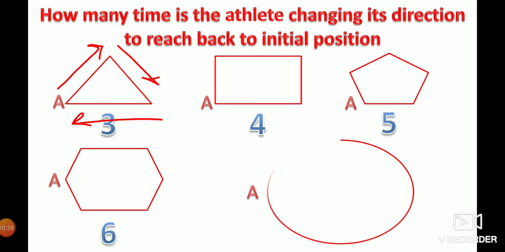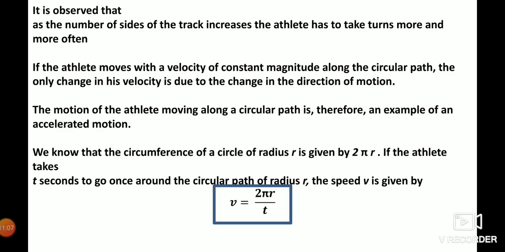Now, what if an object starts from point A and comes back to the initial point A after following this path? How many times would the athlete change its direction? This is a difficult question. You know that there is no side in a circle, or you can say that a circle is an infinite sided polygon. So we say that the athlete is changing its direction at every single instant. This is what is circular motion. So it is observed that as the number of sides of the track increases, the athlete has to take turns more and more often.